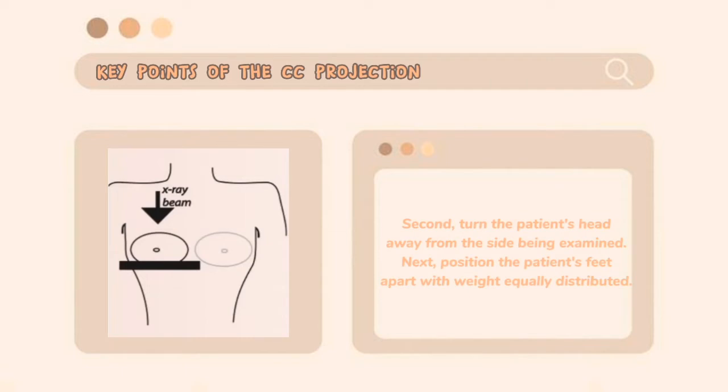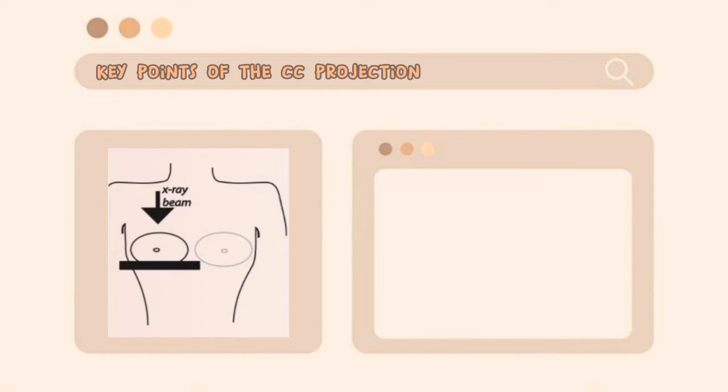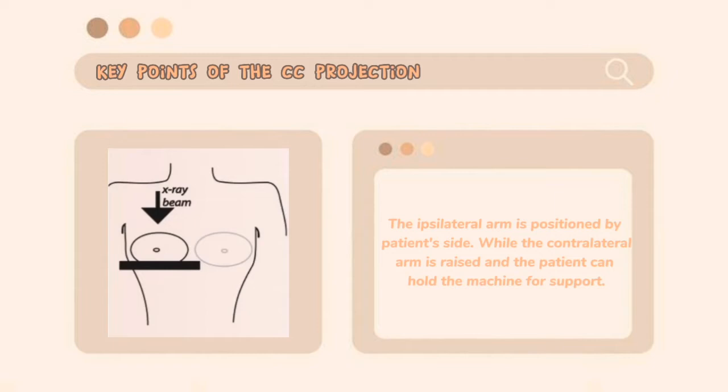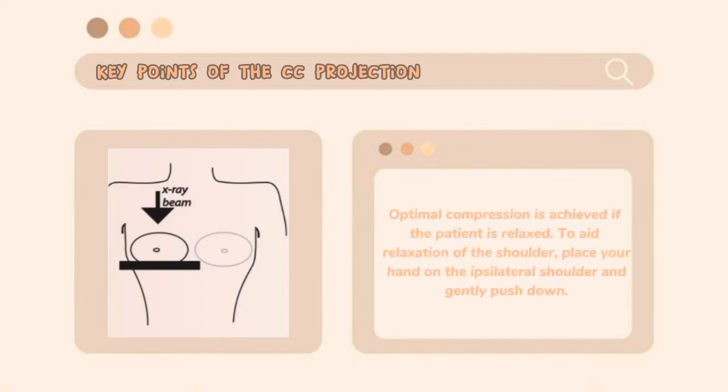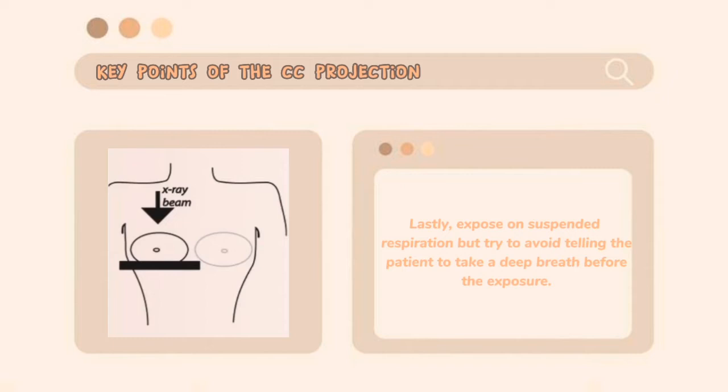Second, turn the patient's head away from the side being examined. Next, position the patient's feet apart with weight equally distributed. The ipsilateral arm is positioned by the patient's side, while the contralateral arm is raised and the patient can hold the machine for support. Optimal compression is achieved if the patient is relaxed. To aid relaxation of the shoulder, place your hand on the ipsilateral shoulder and gently push down. Lastly, expose on suspended respiration, but try to avoid telling the patient to take a deep breath before the exposure.